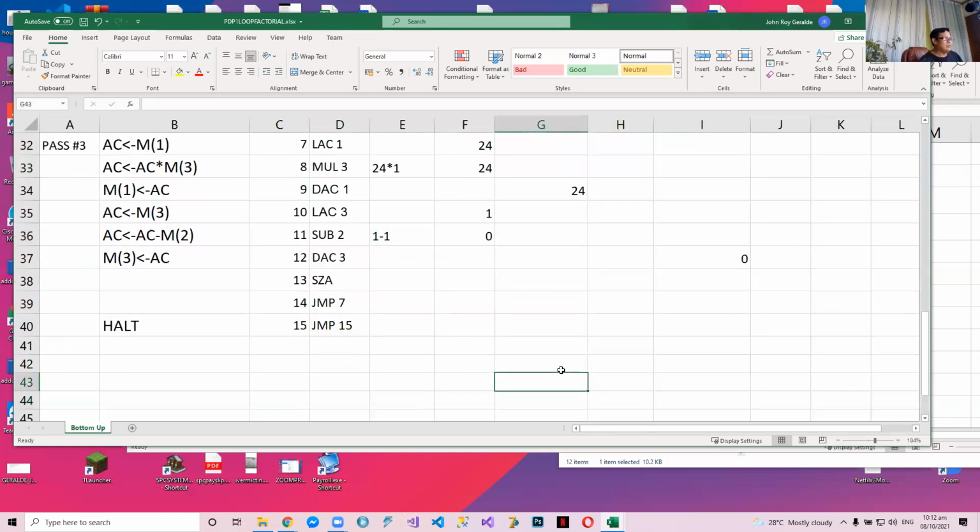Do you follow? So this is just a bottom-up loop translation of the analytical engine. Because we have CZA, which will work like a CF. The CF in the analytical engine will work in 1 minus 1, diba? The same thing with CZA, skip on 0 accumulator. Do you follow?